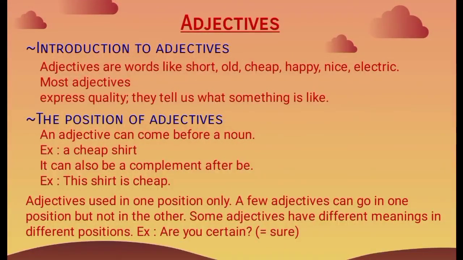Adjective. Introduction to adjectives. Adjectives are words like short, tall, cheap, heavy, nice, electric. Most adjectives express quality. They tell us what something is like. Definition of adjective: an adjective can come before a noun. Example: thief, sheep. It can also be a complement after be. Example: this shirt is cheap.